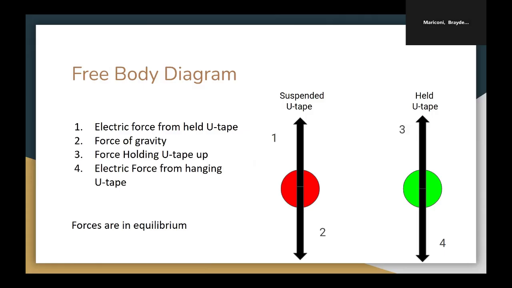Looking at the free body diagram of the hanging tape, there's a downward force from gravity. There's an upward electric force due to the held tape. Because the tape is in equilibrium, those forces must be equal in magnitude. So mathematically, electric force equals gravitational force. That relationship allows us to solve for the unknown charge.